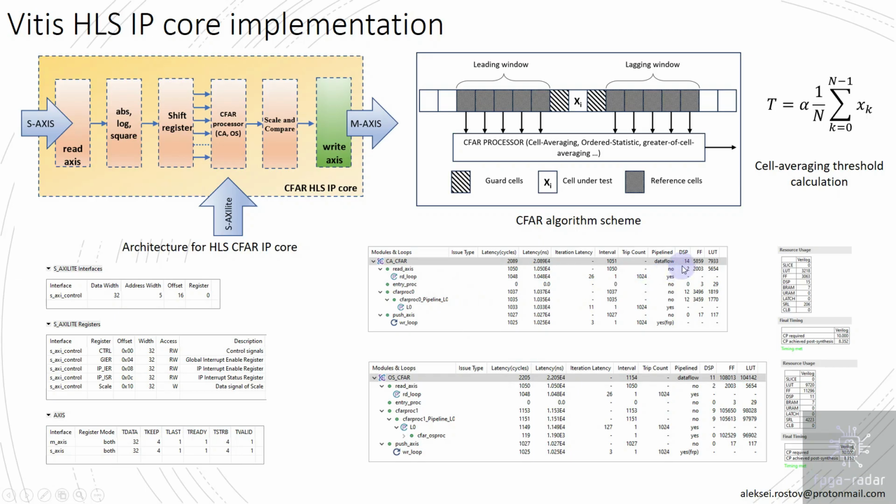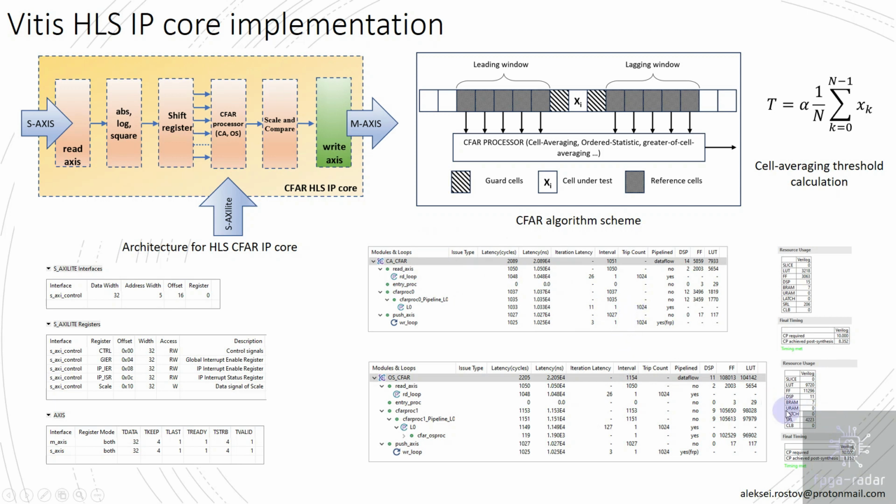DSP elements. The cell averaging CFAR implementation requires more DSP elements, since the threshold calculation requires a lot of sums, for example, and of course scaling and the compare factor. Then the next, it's very interesting. These are flip-flops, LUTs, and shift register LUTs. These resources are quite different. Especially, for example, the Ordered-Statistic implementation requires significantly more of these resources, unlike, for example, cell averaging.